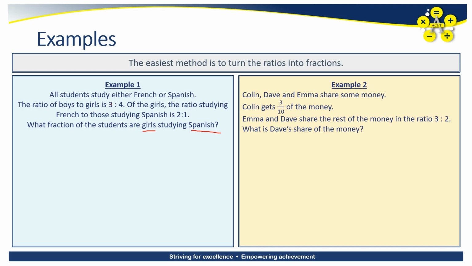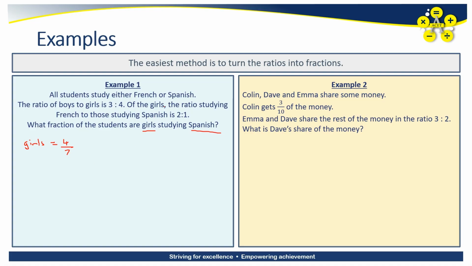So let's go back to our ratios. We've got ratios of boys to girls is 3 to 4. So if I convert this to fractions, then when I'm just thinking about the girls, well, it's 4 out of 7 parts. So as a fraction, that's 4 out of 7.